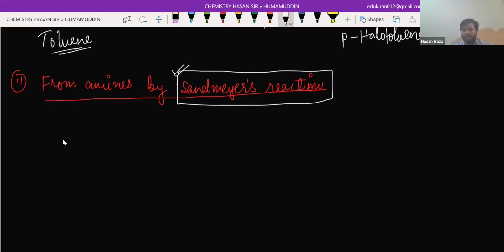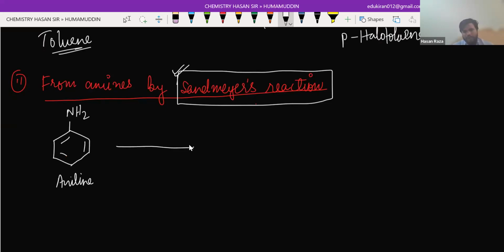So see, how do we prepare haloarenes from amines? So amine is basically, you can see this is your amine. Its common name is basically aniline. It is a quite famous compound, and its IUPAC name you can call it benzenamine. But now this aniline is treated as the IUPAC name.